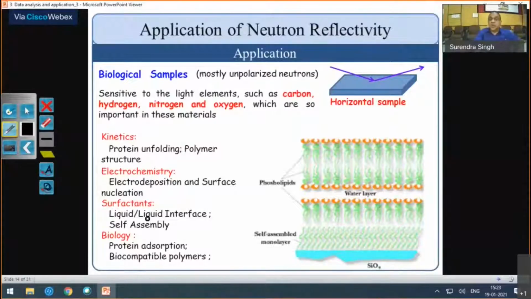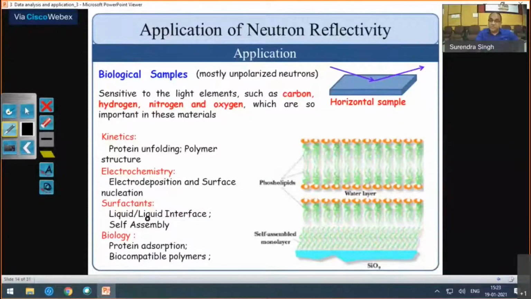Electrochemistry, like when you are doing electrodepositions, and how nucleation happens during the electrodepositions, and how roughness influences it when it changes. People also do studies with neutron reflectivity on biological samples. Surfactants, liquid interfaces, self-assembly, like one of the films I have shown here. This may be the lipid bilayer over here. Making a bilayer here. This is a monolayer here. Why only one monolayer? Why this kind of structure?